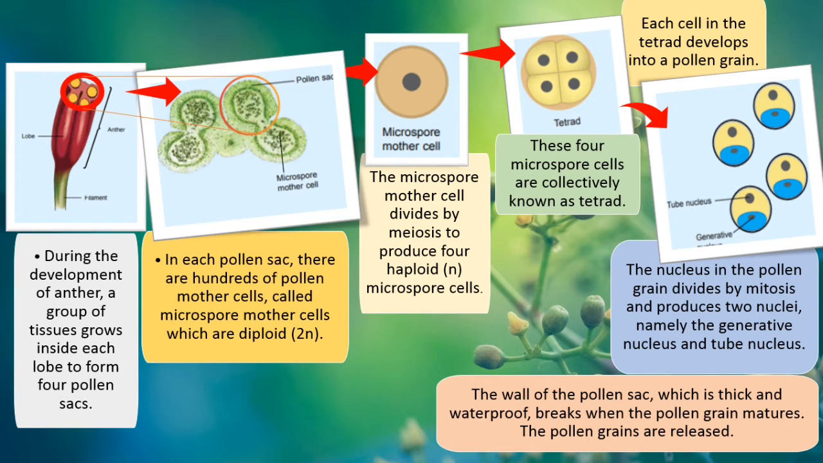So this is the process of the formation of pollen grain. It starts from the microspore mother cell. The microspore mother cell divides by meiosis to form microspore cells in the tetrad, and each cell in the tetrad will develop into a matured pollen grain. Each pollen grain has 2 nuclei because the nucleus divides by mitosis to form 2 nuclei. First is the generative nucleus and the second one is the tube nucleus.